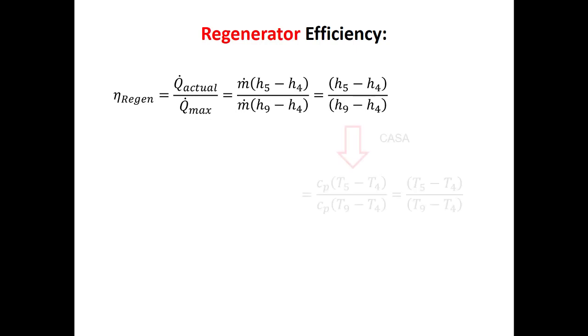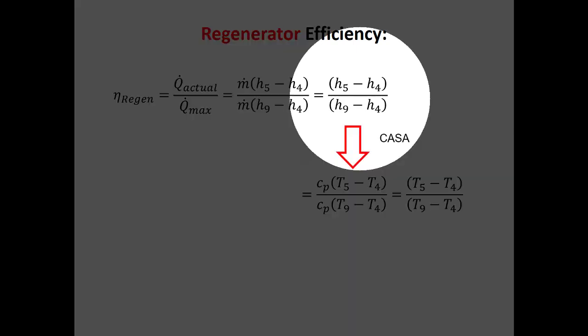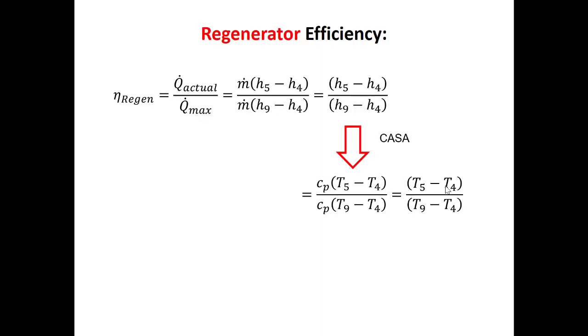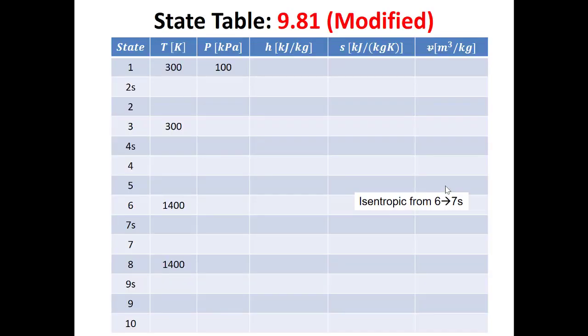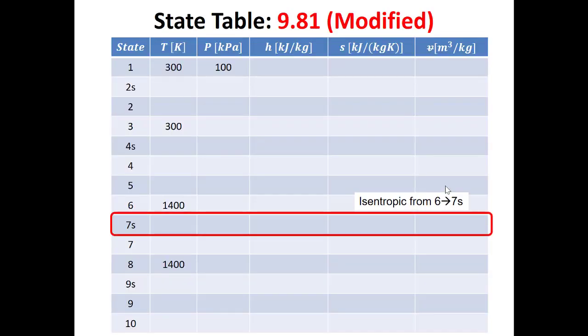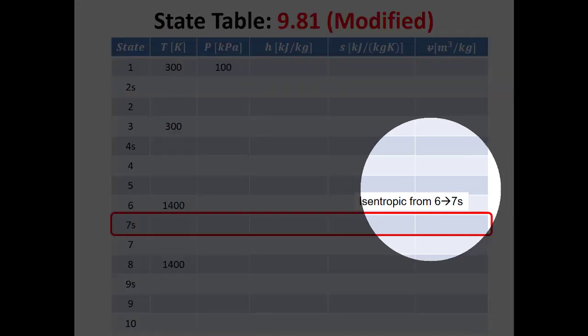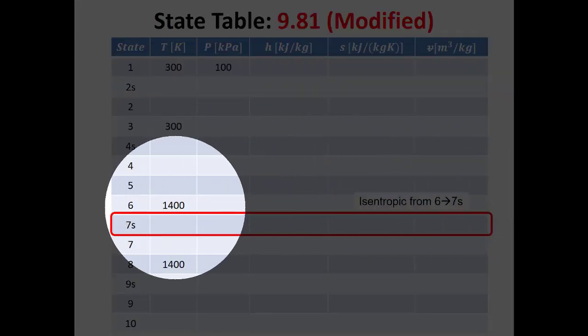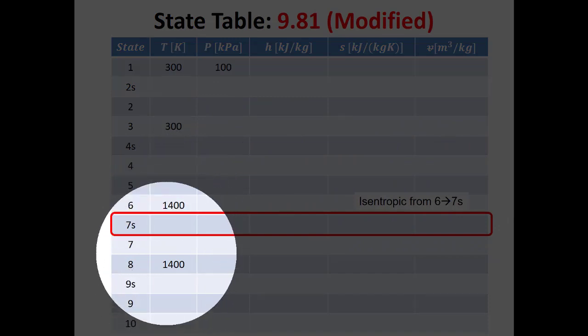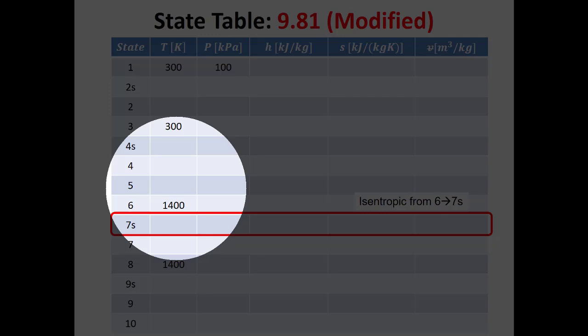If I'm doing a constant specific heat analysis, I can get this as a ratio of temperatures by pulling out Cp from the numerator and the denominator. Unfortunately, at this point, I don't yet have the information for state 9, so I'm hoping that I'll be able to find that as I move through the problem. But once I have that temperature, I'm ready to find the next point on my cycle. And that's why we're given the temperature at state 6. So it's okay that I haven't found state 5 yet, because I can start again at state 6, and then hopefully once I find state 9, I can figure out what's going on here at state 5.